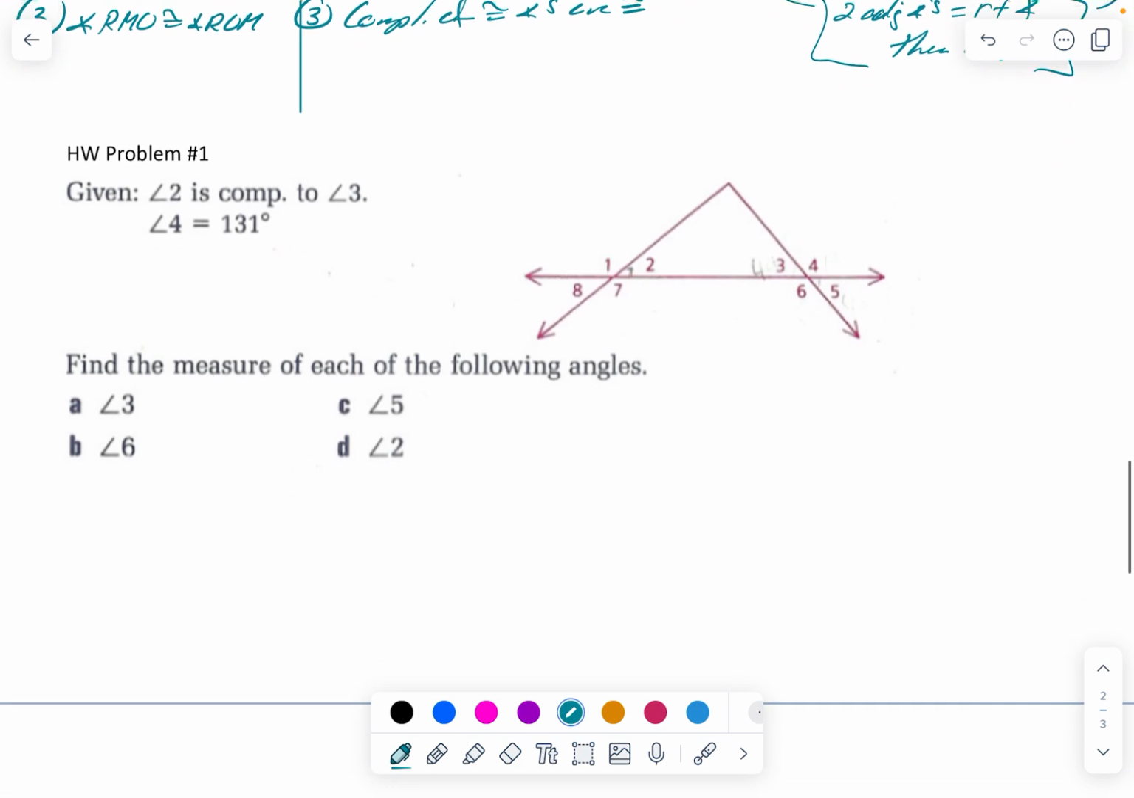All right, so one last example. Let's look at homework problem number 1. You won't be assigned it, so we're doing it now, but this is number 1 from the book. Angle 2 is complementary to angle 3. Angle 4 equals 131 degrees. Find the measure of each of these angles. Oh, this is going to be fun and easy. Well, if 4 is 131, angle 3 would be 180 minus 131, which is 49 degrees. So this is 49 degrees. If 2 is complementary to 3, then angle 2 would be 90 minus 49, which is 41 degrees.